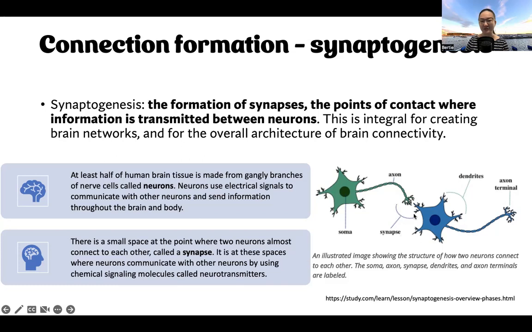You can see here in the picture an illustrated image showing the structure of how two neurons connect to each other. The soma, see the black point there in the green form, the synapse, dendrites, and axon terminals are labeled. You can see that here's the axon and the synapse. The synapse is the point of contact. Here is a space, a small space at the point where two neurons almost connect to each other. It's called the synapse here.